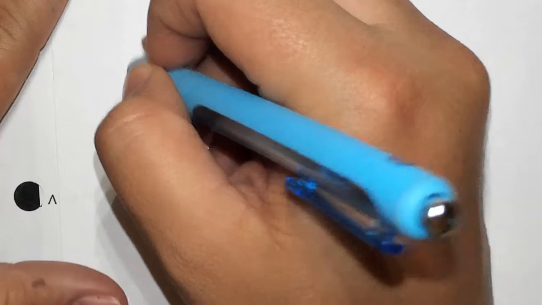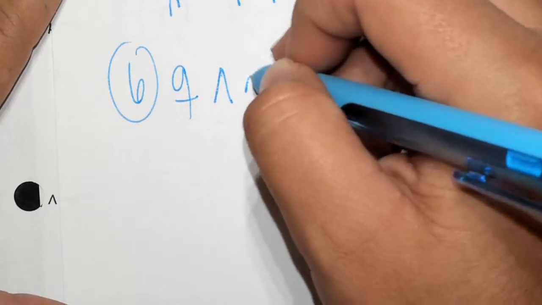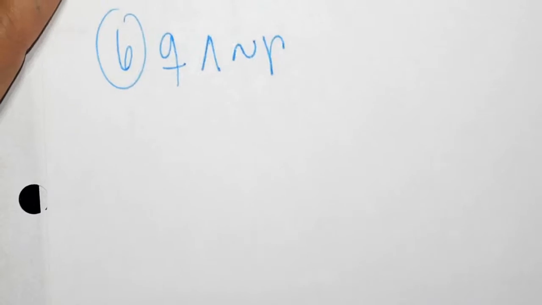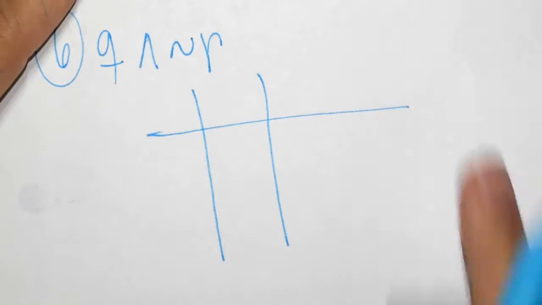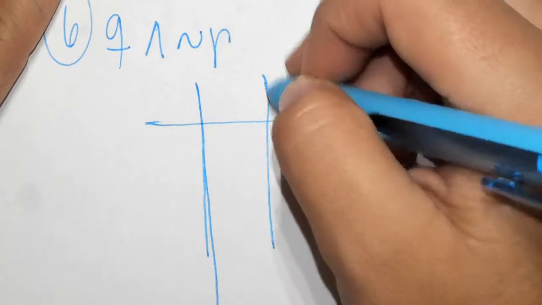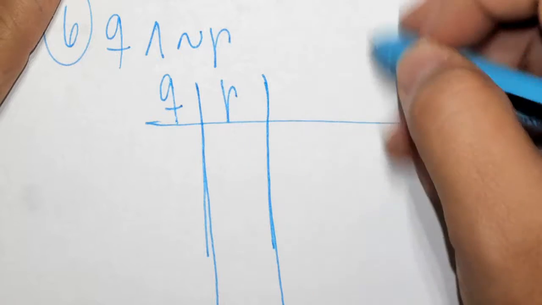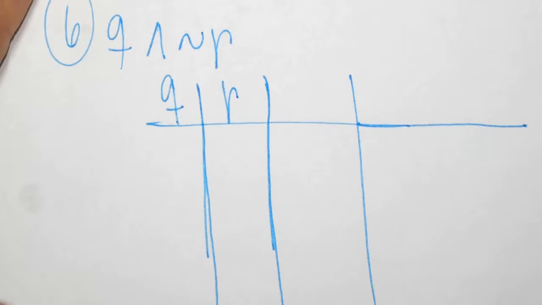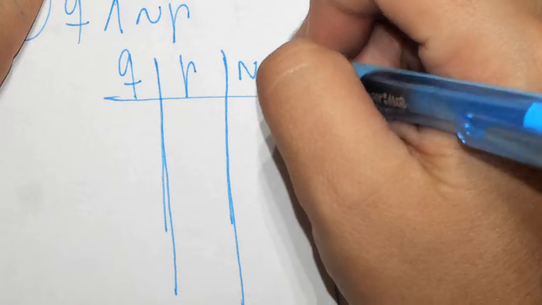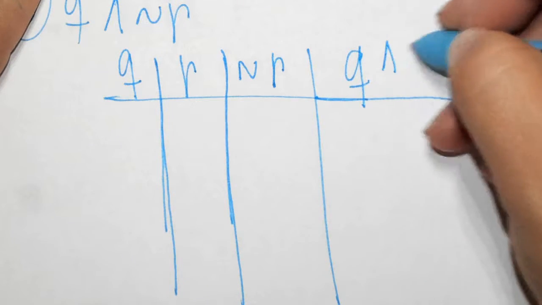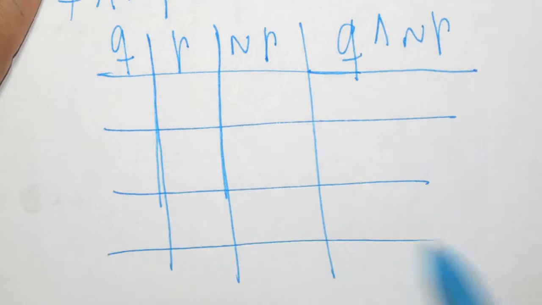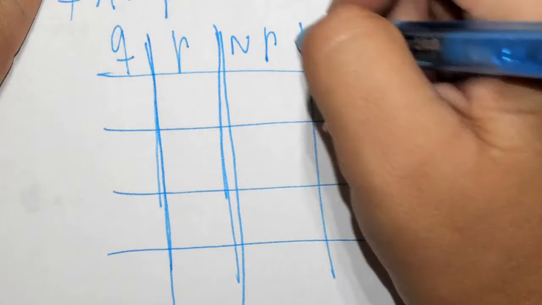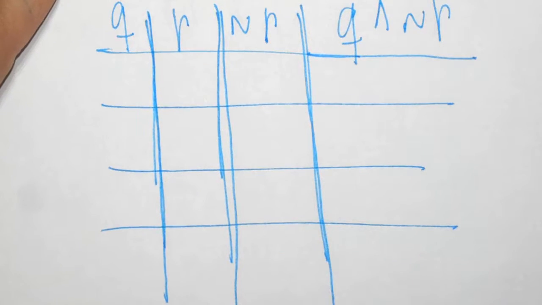Okay, now let's do 6. I know it's kind of cut off, so let's make it Q and not R. So what are your two original statements? Q and R. And then you have the negation of R. And then you have your whole thing. Try it.